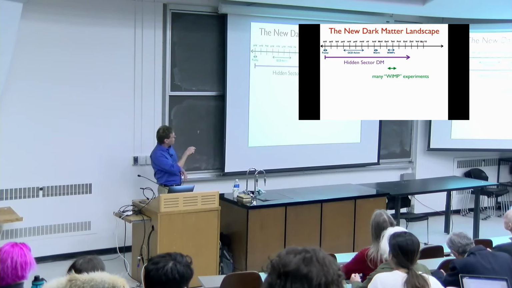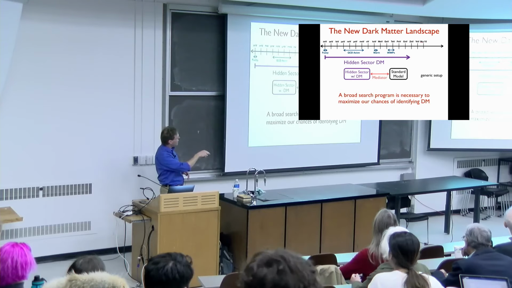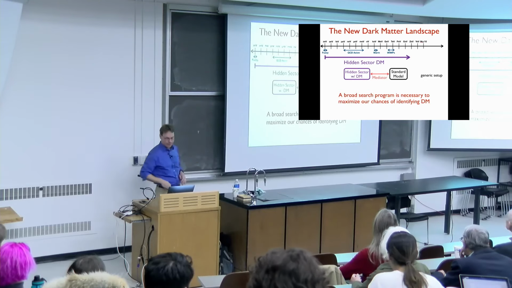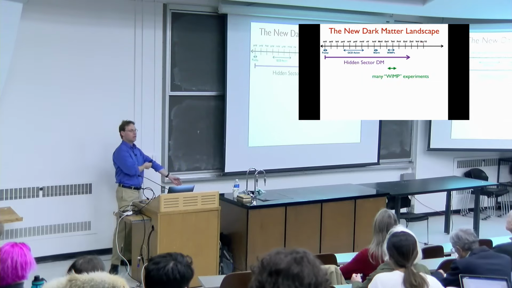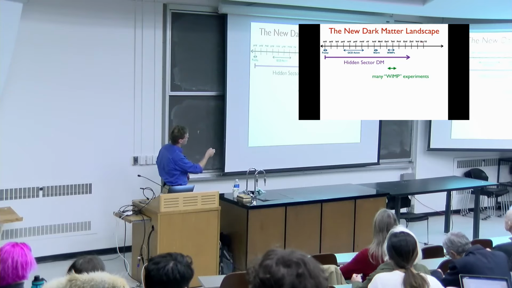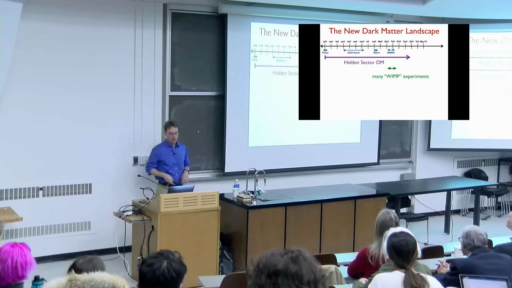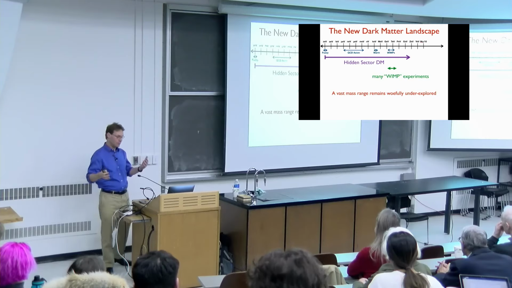Now, what I'm going to be talking about is the possibility that dark matter has some interaction with the standard model. There's some mediator here, and we want to look for it. Okay. Now, for that, it turns out that there's many, many experiments that look for WIMPs. There's many WIMP experiments that cover this mass range here. And yes, there are a few experiments that cover other masses, but they're few and far between. And this has really dominated the experimental landscape for a long time. And a vast mass range remains very underexplored.